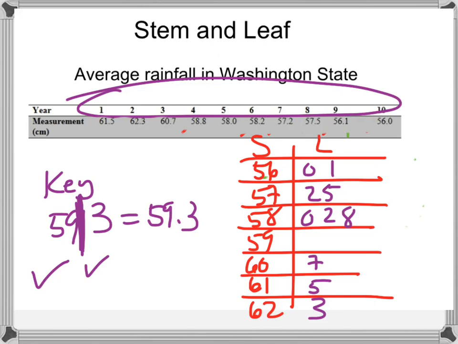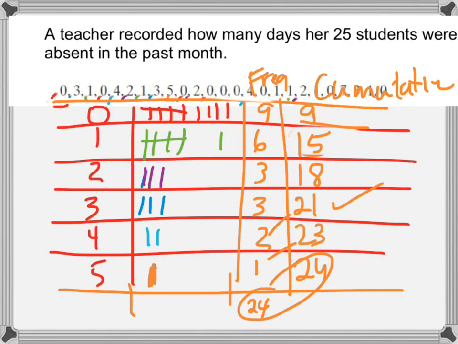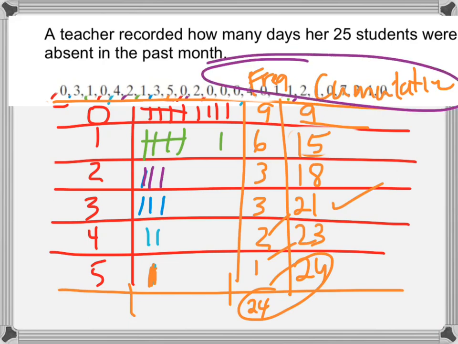Okay, so that covers all the lessons that we had to do today. You have to do stem and leaf, cumulative frequency table with a cumulative frequency column, and we're going to use this information to make a histogram tomorrow.